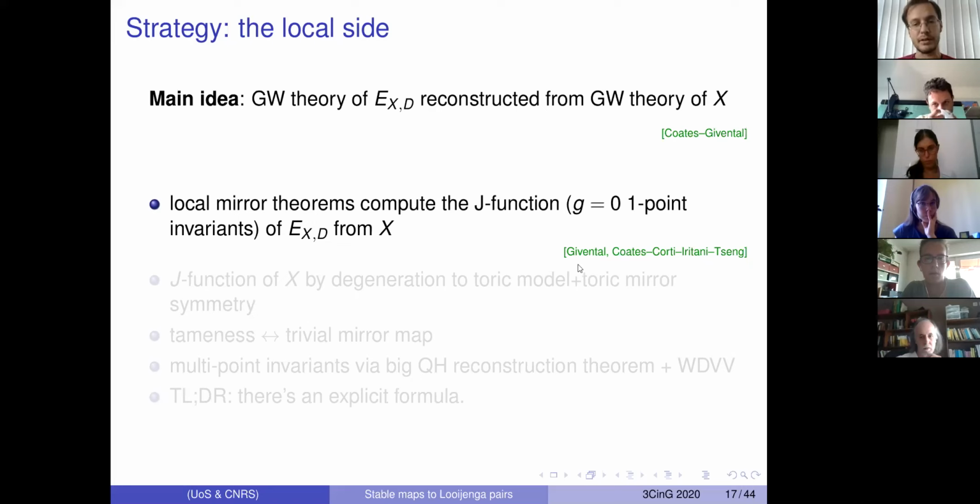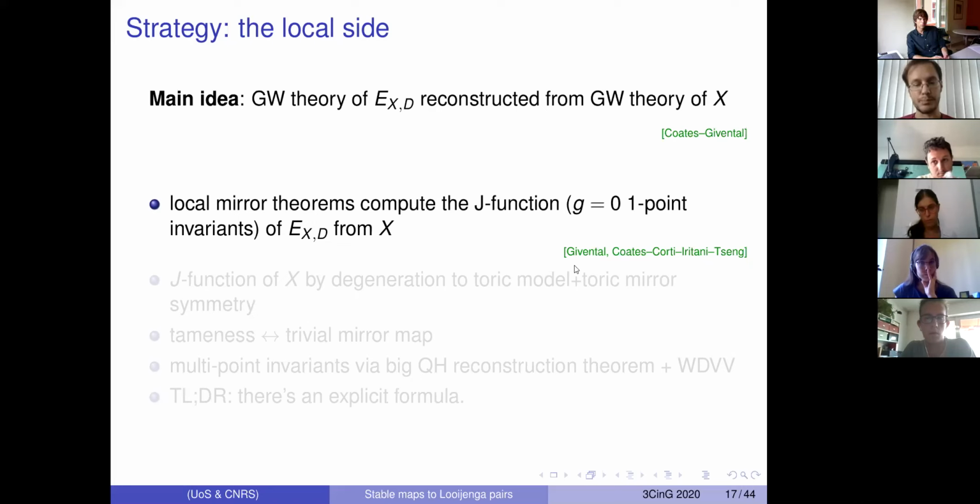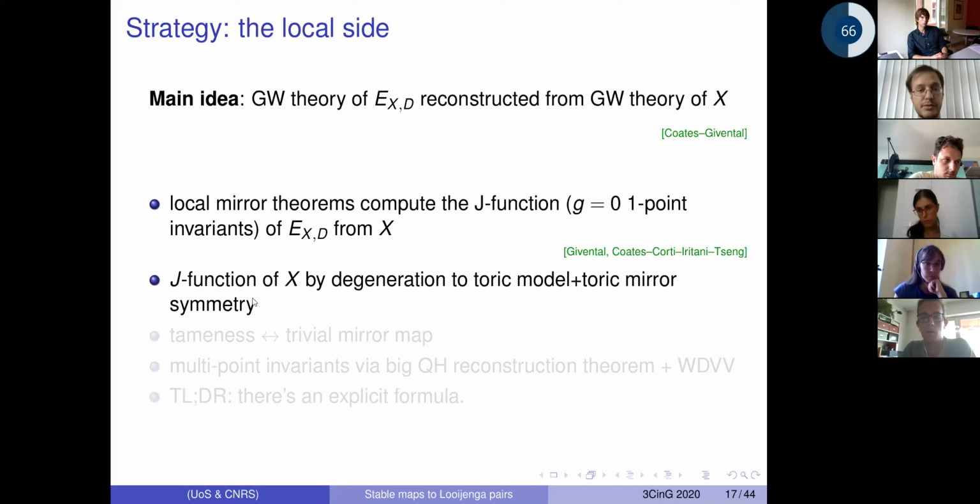this was proposed in some embryonic form by Givental, and then a full treatment was given by Alessio, Tom, Hiroshi, and Chanhua in 2007. And so the point boils down to computing in closed form the J function of X, and this can always be done for nef Looijenga pairs by degenerating to a toric model plus using some standard toric mirror symmetry statements.